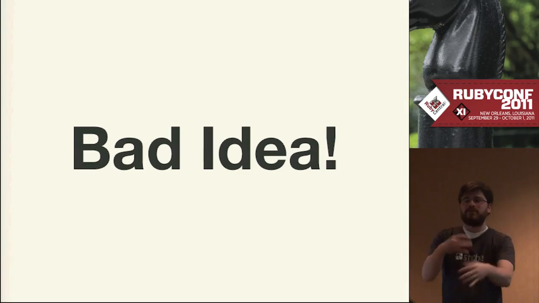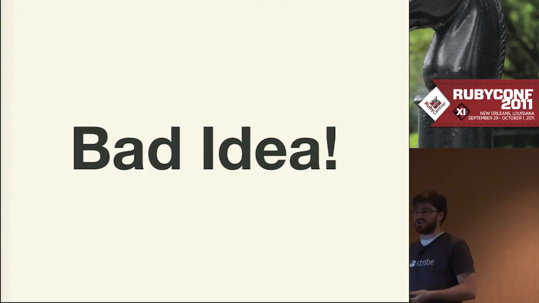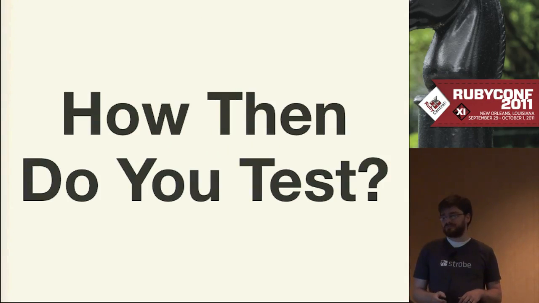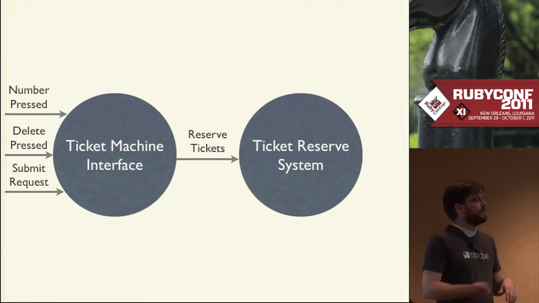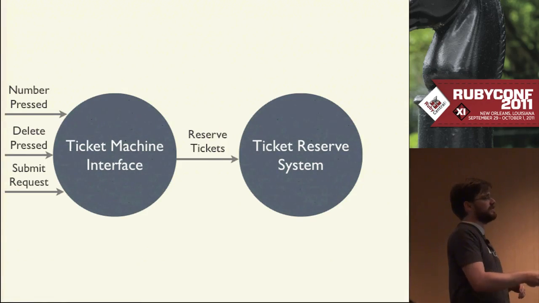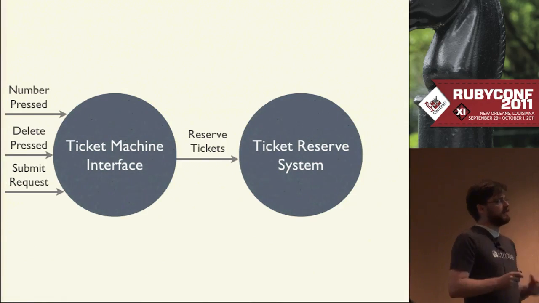you're not actually operating on the path that your code is going to run in production. It seems bad to me. So then how would you do the test? Well, remember, this is kind of our picture. We have this ticket machine interface, and these objects are telling each other to do things.